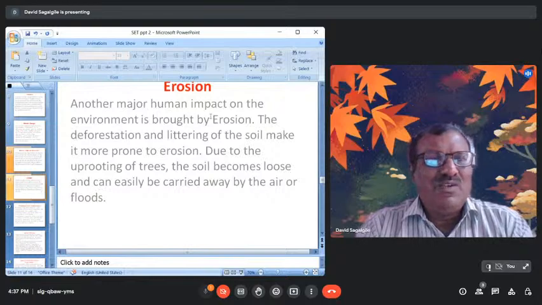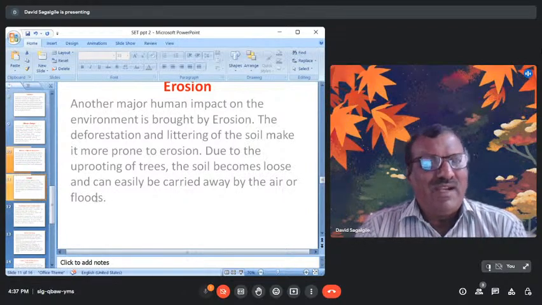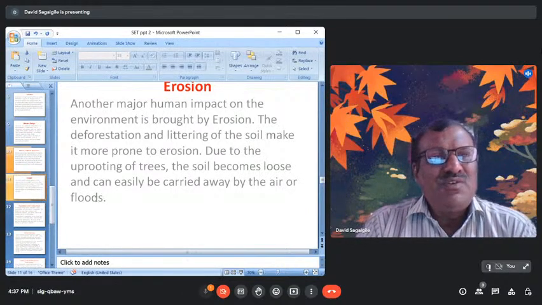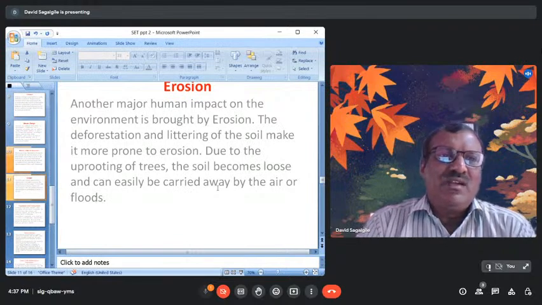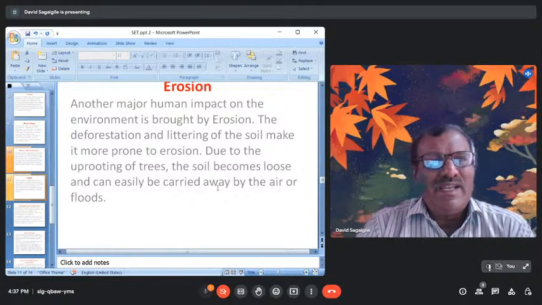Another major human impact on the environment is erosion. The deforestation and the littering of the soil makes it more prone to erosion. Due to the uprooting of trees, the soil becomes loose and can easily be carried away by air or by floods. So soil erosion is also caused by human beings. It is an adverse effect on the environment.